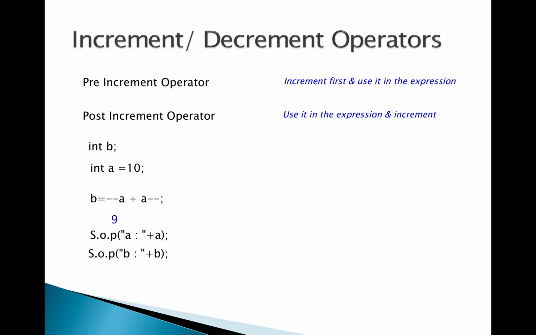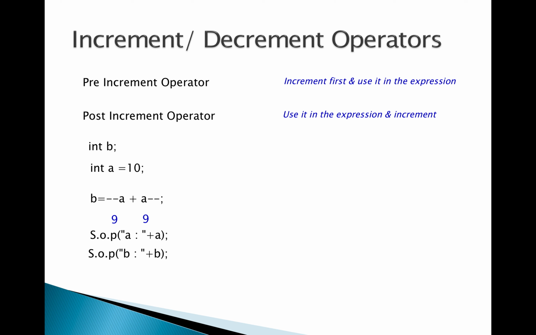Plus what we are doing is a minus minus. What is the current value of a? Since we already decremented a, the current value of a is 9. And here we are doing a post decrement operator, that means we are going to use the current value of a in the expression and finally we are going to reduce the value of a. So a's value will eventually become 8 actually because we are doing minus minus 2 times on a, so it is going to eventually end up with the value 8.